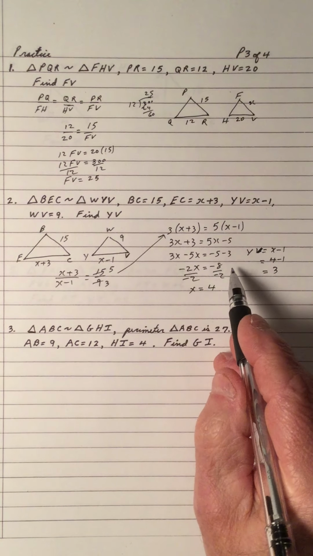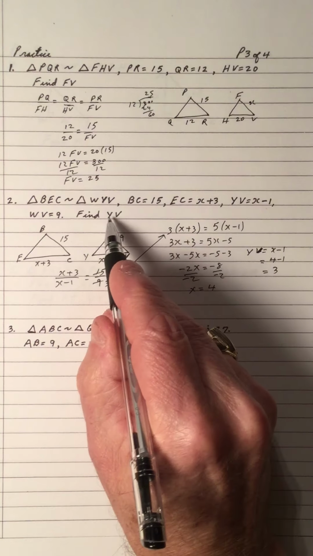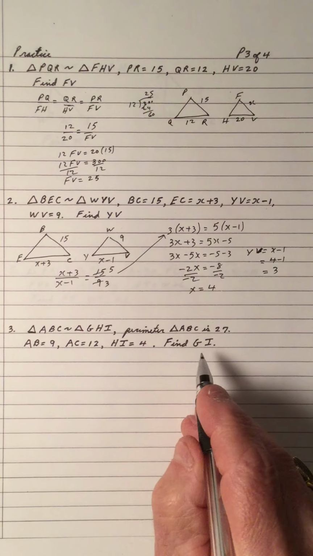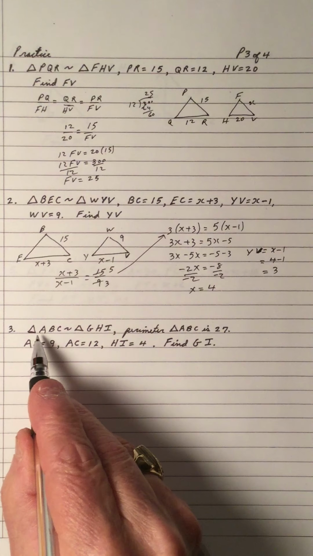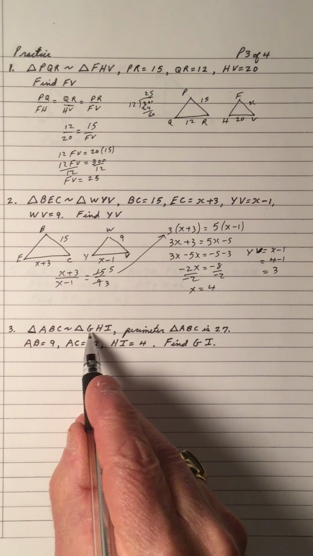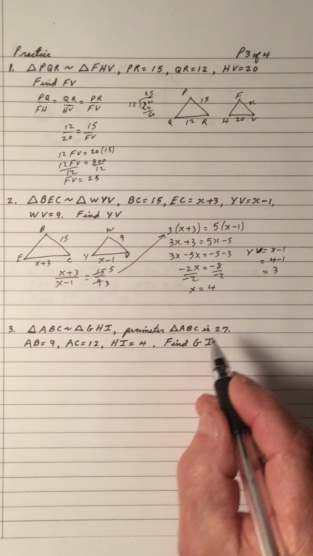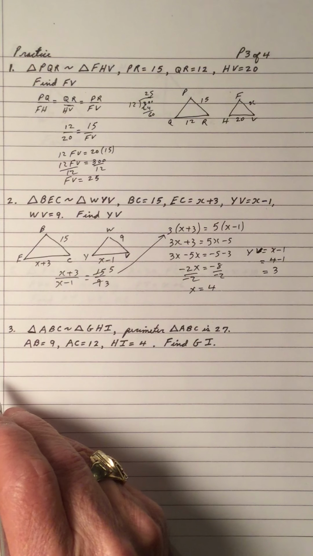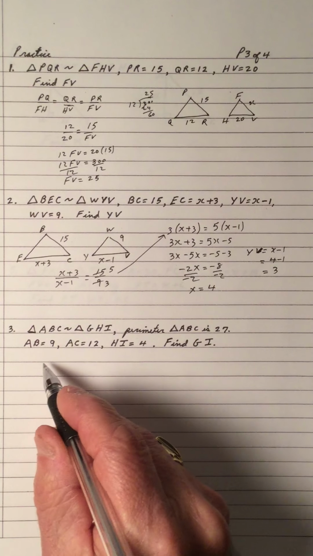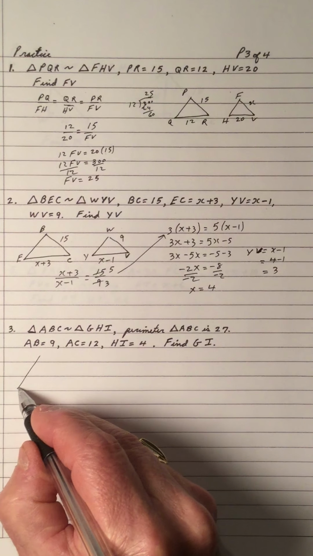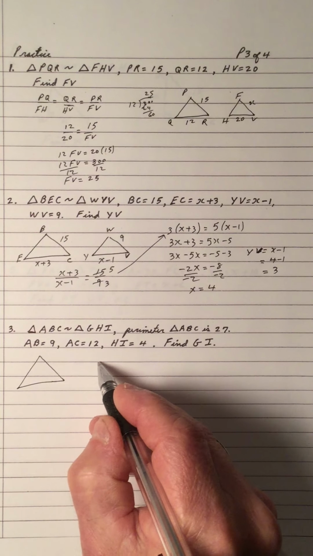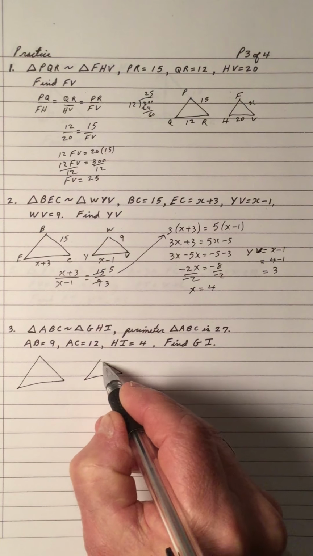Worked out. So I not only had to get what x was, but I had to get what y was, so be careful. Number 3, triangle ABC is similar to GHI. The perimeter of triangle ABC is 27. Now let's see what we have here. If we draw a triangle, let's just see what we have. Do triangles again. Triangles make it easier.